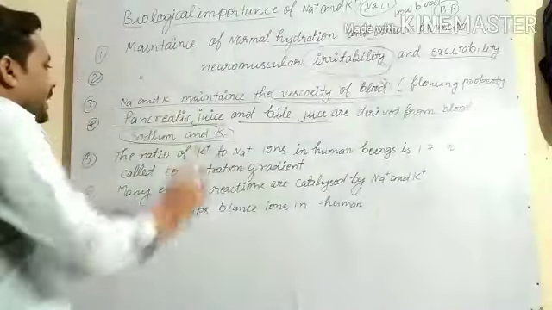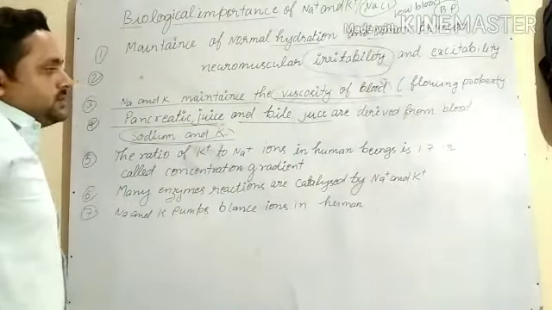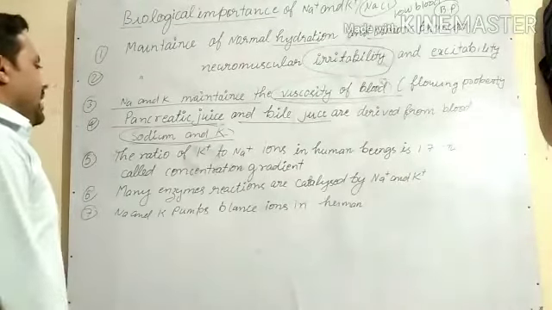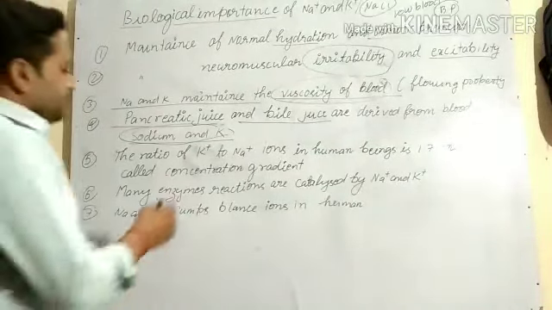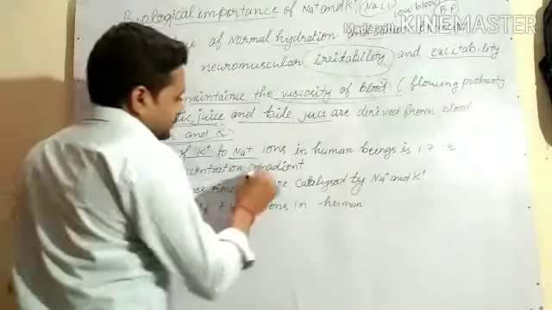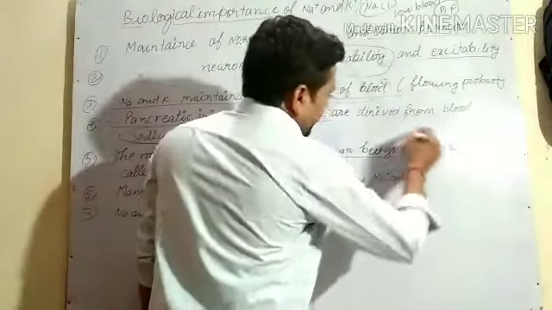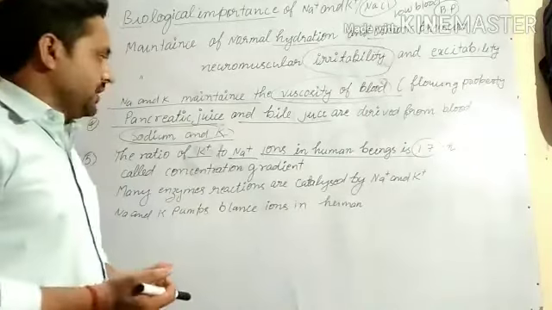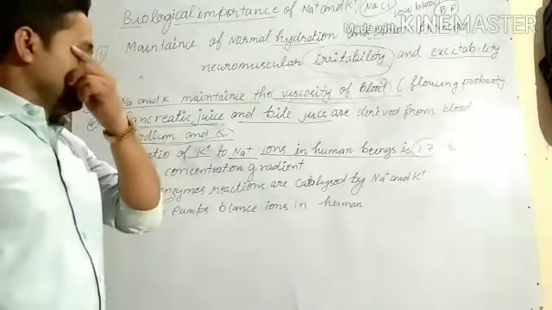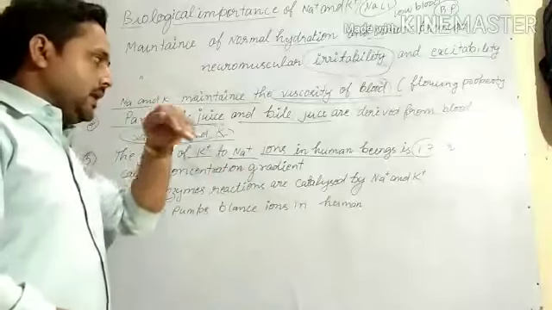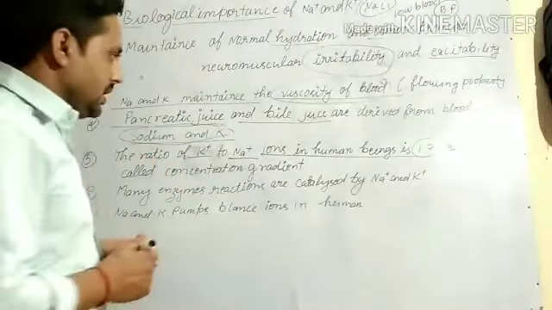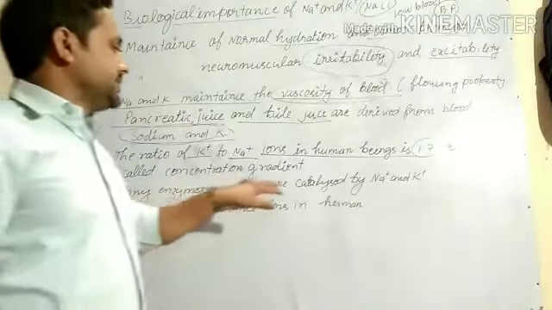Here, pancreatic juice and bile juice are derived from blood, sodium and potassium. The ratio of potassium and sodium is very important, 1:7. Means in our body system, the ratio of potassium to sodium must be 1:7. If it is beyond or below this, that causes different types of problems. This ratio is called the concentration gradient.